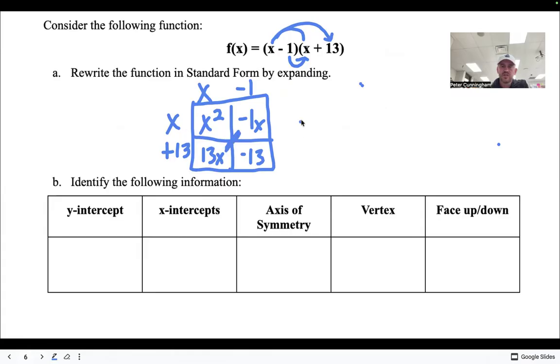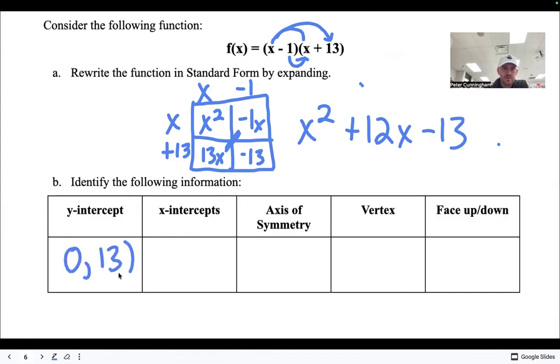I see my like terms there. I have x squared plus 12x because 13 minus 1 is 12. And then that -13 is just sitting there at the end. That standard form makes it very easy for me to see what my y-intercept is. Ooh, almost missed it there. It's a -13, not a +13.